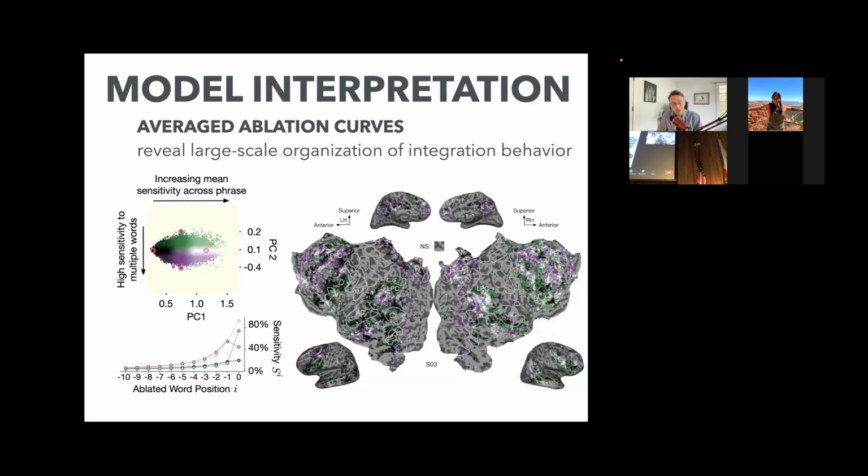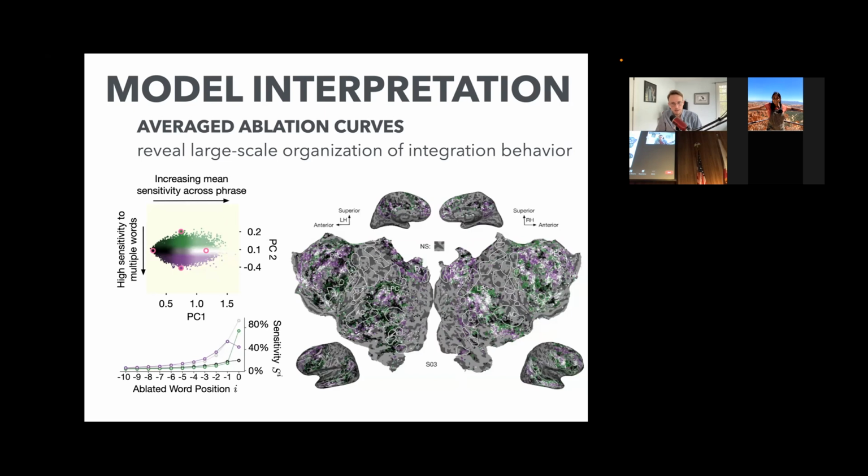And then we can map this across the brain to see how the brain is organized in terms of this integration behavior. What we see here is, I think, pretty interesting. Near the auditory cortex and near Broca's area, which you can think of as slightly lower level language processing areas doing the initial stages of language processing, we see more short-term sensitivity. So sensitivity to only maybe a single word, or not very much sensitivity to ablation at all. That's these green-black voxels.